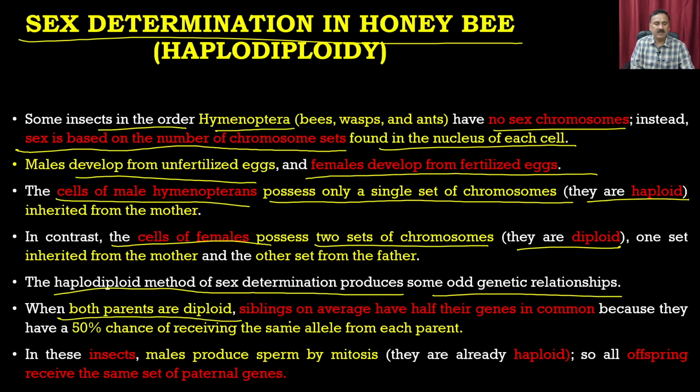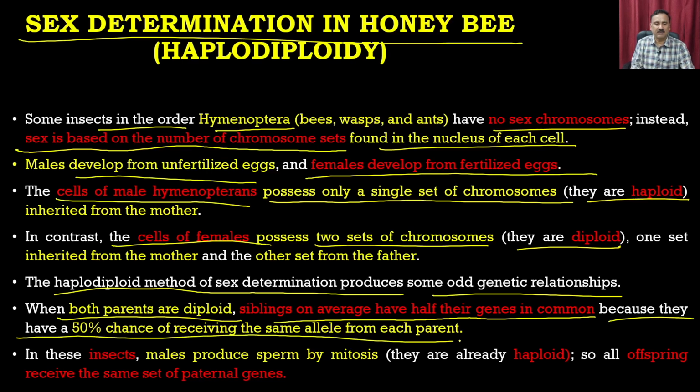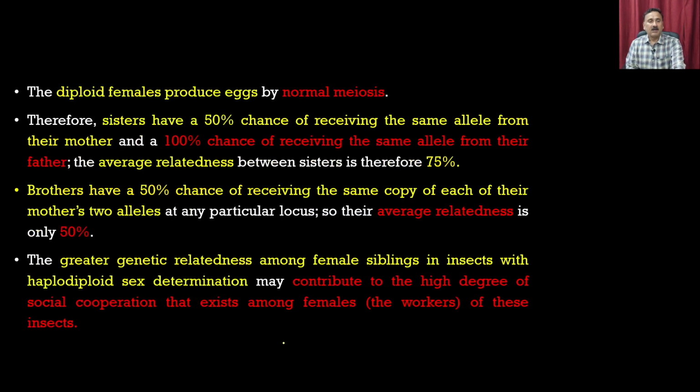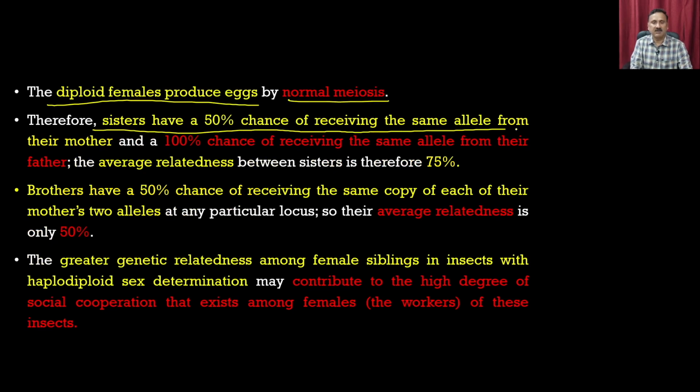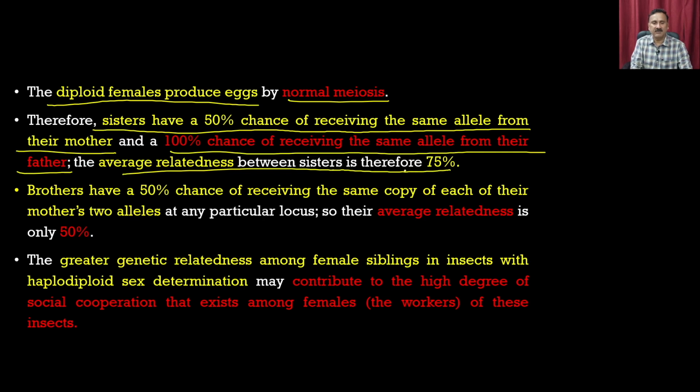So the haploid-diploid method of sex determination produces some odd genetic relationships. When both parents are diploid, siblings on average have half their genes in common because they have a 50% chance of receiving the same alleles from each parent. In these insects, the male produces sperm by mitosis, so all offspring receive the same set of paternal genes, right? So there will be no diversity and no deviations. The diploid female produces eggs by normal meiosis. Therefore, sisters have a 50% chance of receiving the same allele from their mother and a 100% chance of receiving the same allele from their father. The average relationship between the females is 75%.